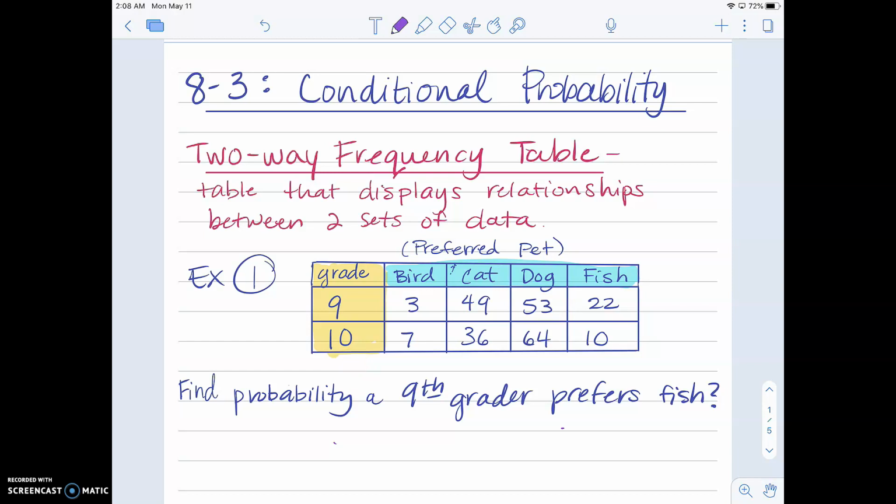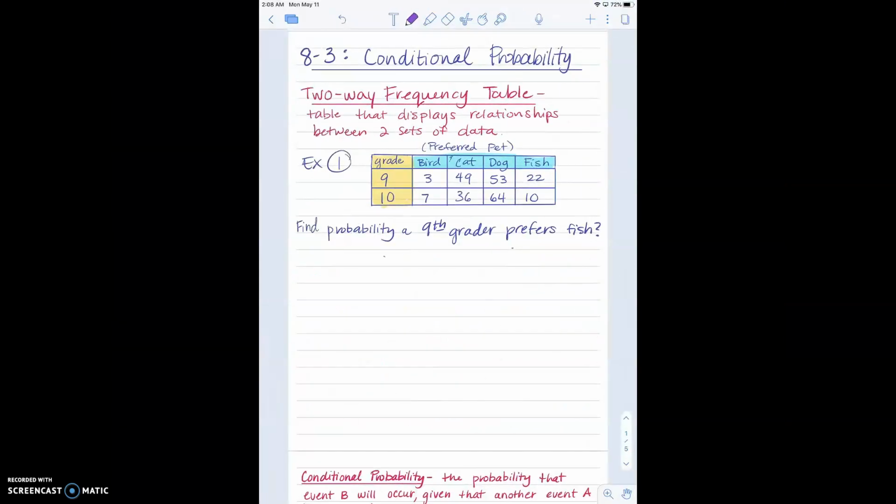Hello, my lovely people. We are now doing 8-3 conditional probability, which is going to be our last lesson in probability in Unit 8. Lucky for you, it's a really easy one. Okay, so let's start with, the title is conditional probability.